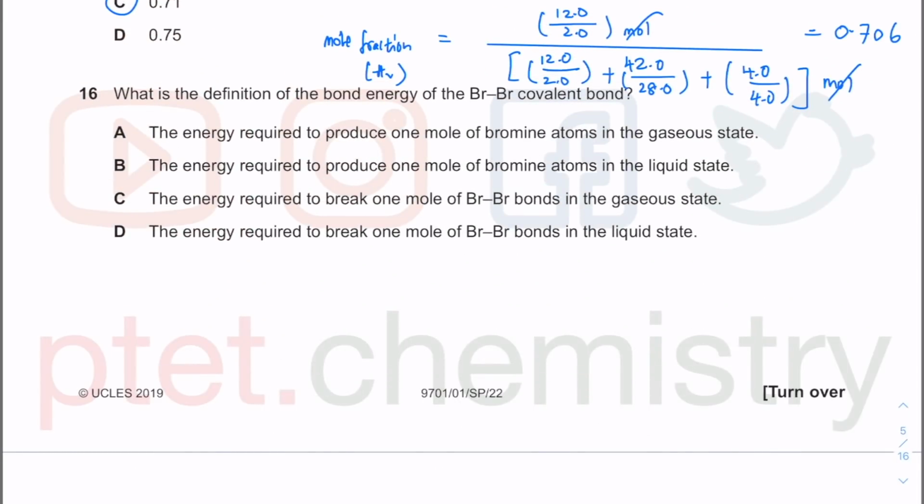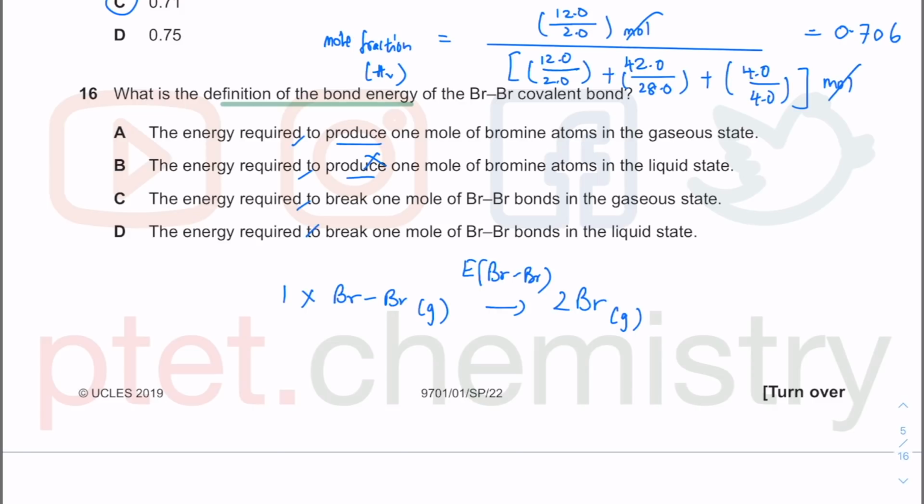Now question 16, what is the definition of bond energy? So we talk about bond energy. In the data booklet, in the old days, the definition is in terms of everything in the gaseous state. You break 1 mole of the covalent bond to form gaseous atoms. Everything in the gaseous state, this is the definition of bond energy. So is the energy required? All are correct. To produce is, hang on, let me see what they're producing.